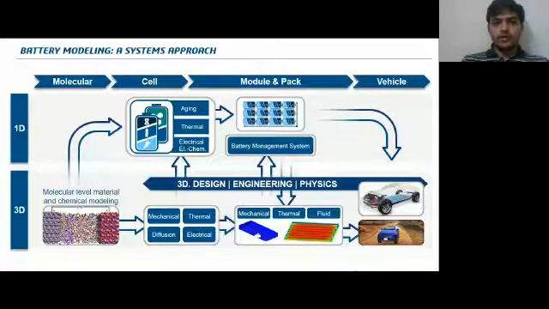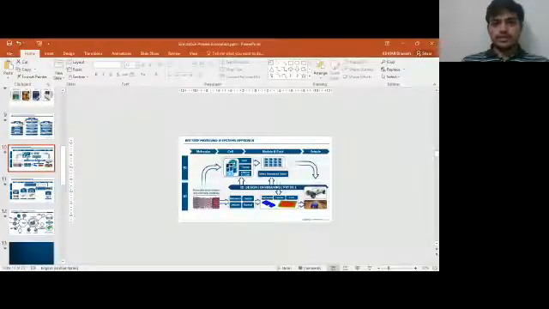Got it. A few questions on the training and getting into the simulations. First, from the startup angle, how can startups access the Simulia suite and how can they accelerate the development of their products?